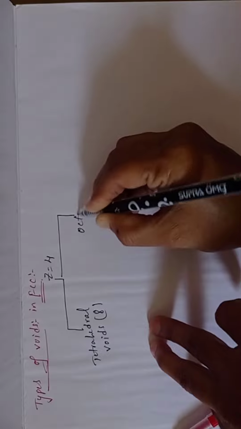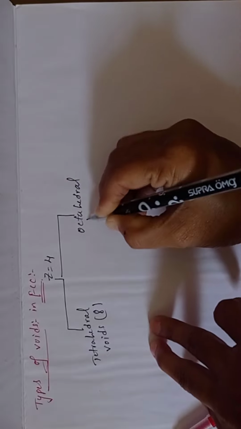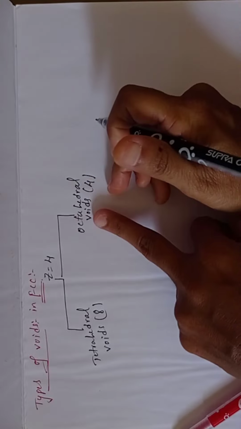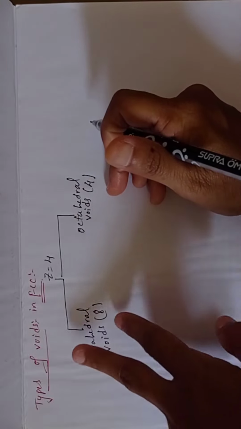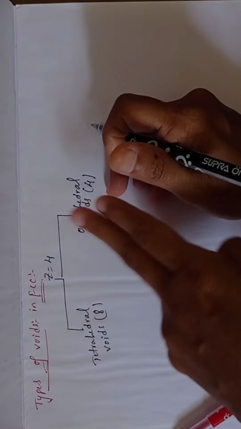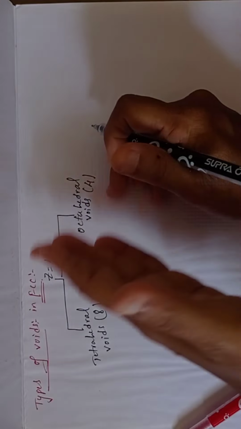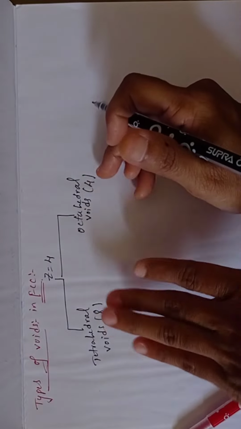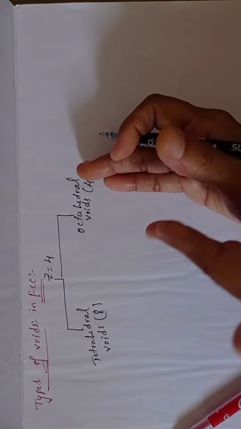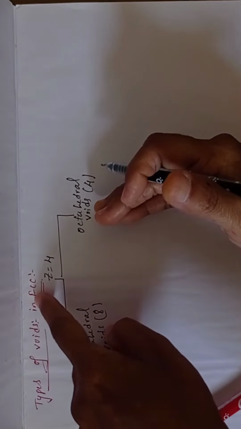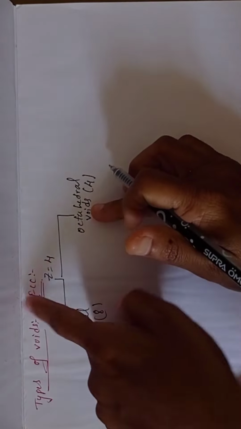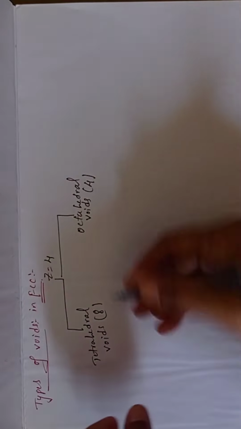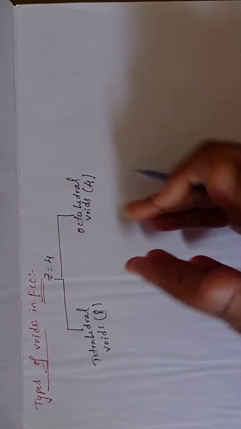Now coming to the octahedral voids. Octahedral voids, how many? 4 only. Octahedral voids are 4 because for tetrahedral voids we have to take double the number of particles, and for octahedral voids we have to take the same as the number of particles present in the FCC. Same value you have to take, students. So 8 tetrahedral voids and 4 octahedral voids are present in FCC, students. Clear this one? Now first I am going to discuss the octahedral voids.